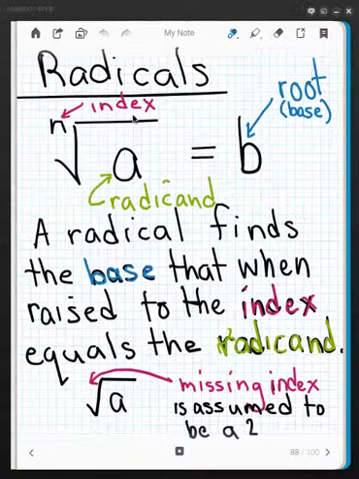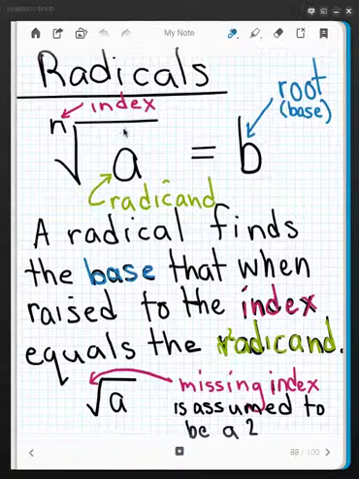Alright, this video is going to talk about radicals. Radicals are the inverse of an exponent. Radicals undo squares, they undo cubes, they undo fourth powers, so on and so forth.